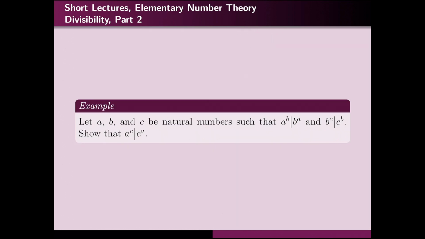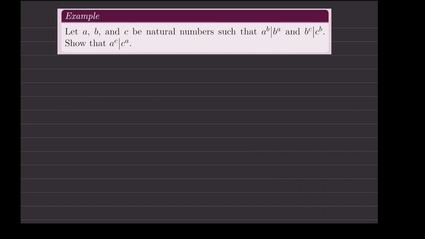Okay, so in this example, a, b, and c are natural numbers such that a to the b divides b to the a, and b to the c divides c to the b. We want to conclude that a to the c also divides c to the a. Again, as I told you, I do not want to start from scratch.